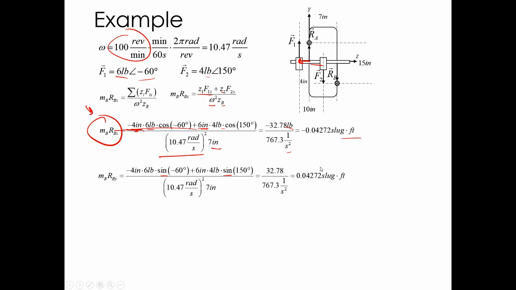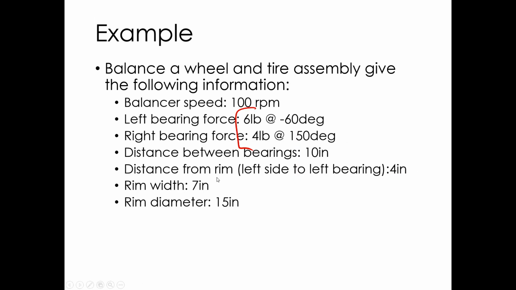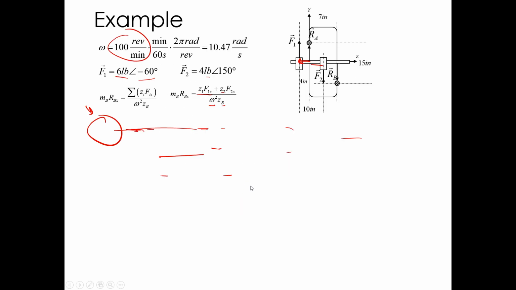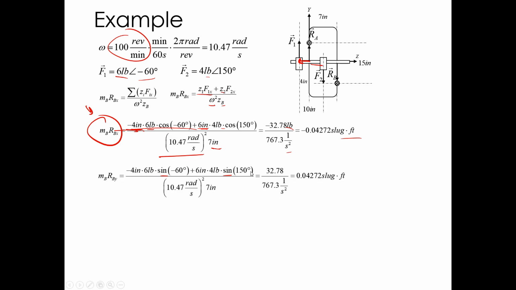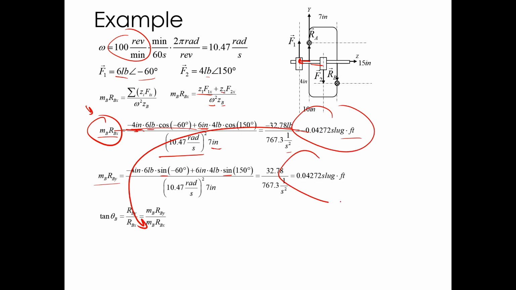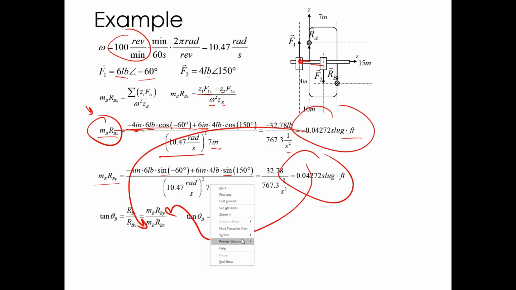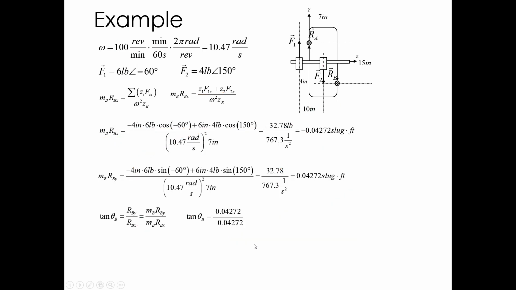Okay, so I want to balance this thing. Now, I know where my weight needs to be. The weight needs to be at a diameter of 15 inches. I can go ahead and find the angle, because I know MBRBX, I know MBRBY. MB is a constant, so if I use the definition of tangent, the y over the x, and multiply the top and bottom by MB, I can directly put this in here and this in here, and solve for the angle. So I don't need to know the mass to find the angle, because it's a constant in the numerator and denominator. It doesn't change the angle.